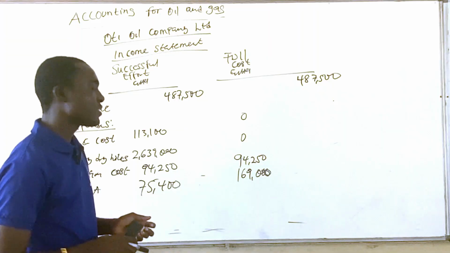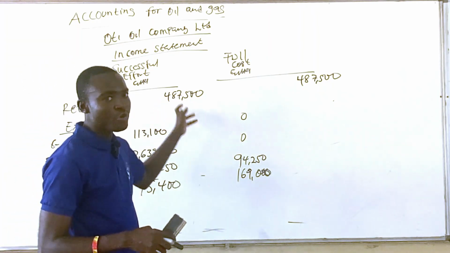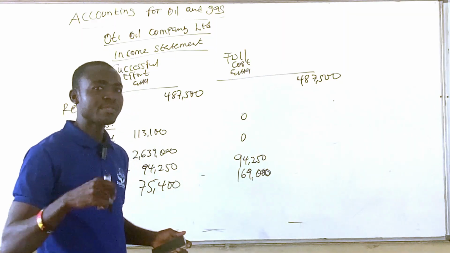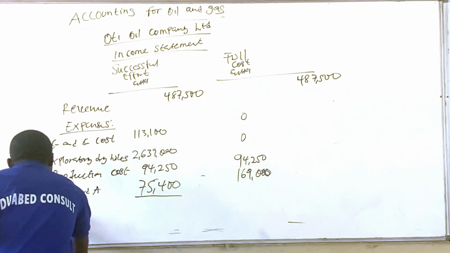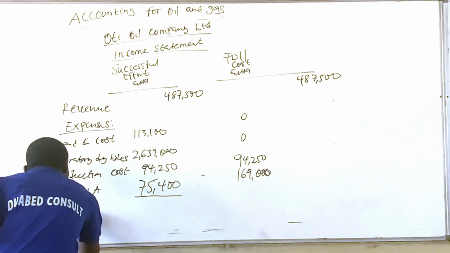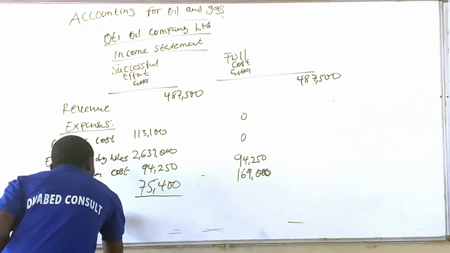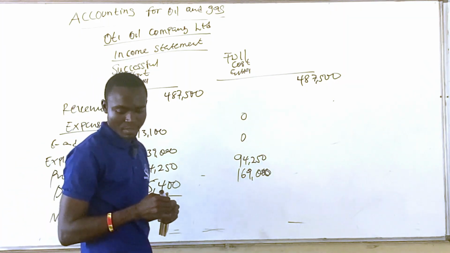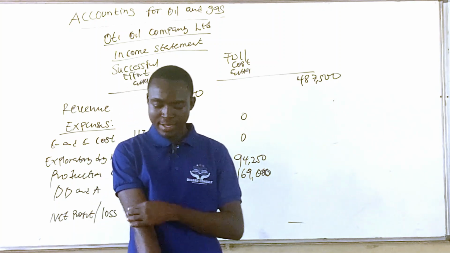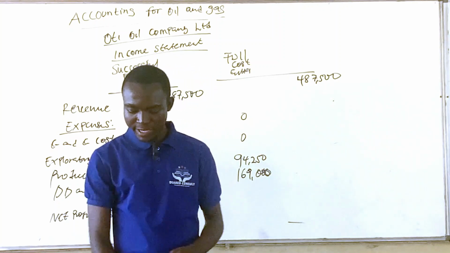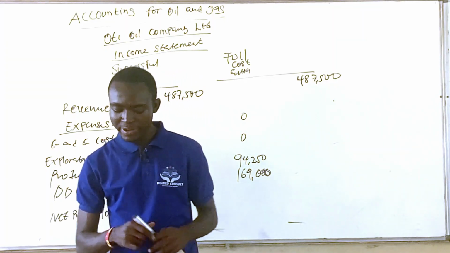Done with the transactions, so we sum up the expenses and then subtract it from our revenue to get our net profit or loss. The total expense under the successful efforts method is 2,921,750.